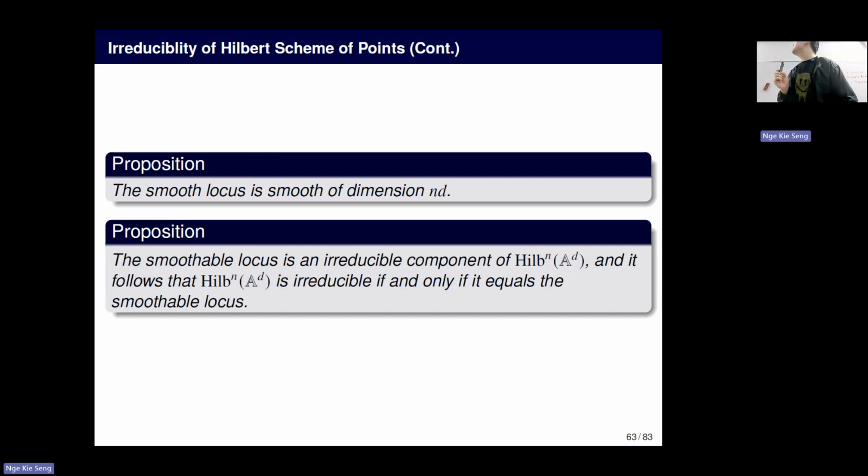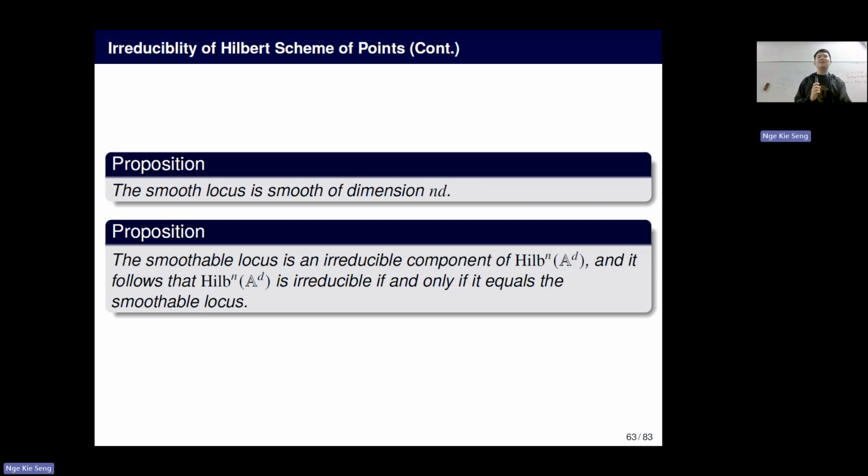And here is a proposition that says the smooth locus is smooth of dimension nd. I think this is easy to understand because the smooth locus has the same dimension as the symmetric product, and the symmetric product is A^d to the power of n, right? Also, we quotient by the permutation group, but the symmetric group just does the permutation. It does not reduce the dimension.